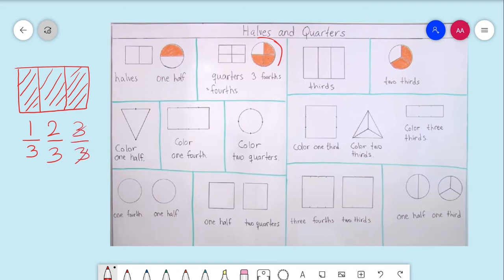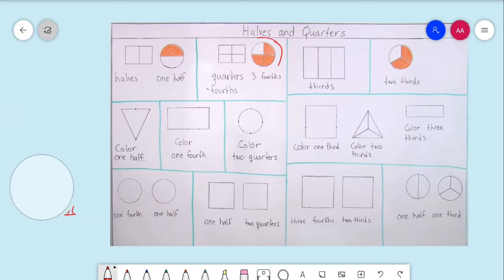And we know 3 times 1 is 3. So this means this is the whole portion. So 1 portion is shaded out of 3.